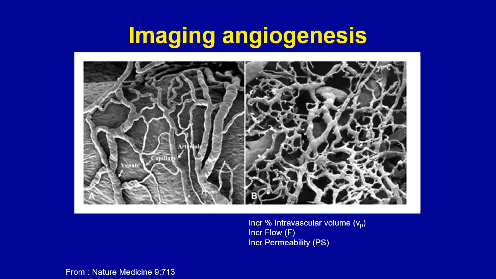So this is what we are trying to image, angiogenesis. Angiogenesis occurs in cancer and in inflammation. New vessels are formed. There are too many of them, and hence a large proportion of the voxel is made up of intravascular volume. The flow is too high because there are no high-resistance arterioles. The basement membrane is absent, and there are large pores in the capillaries, which means that there is increased permeability. So that's what we hope to image with DCE MRI.